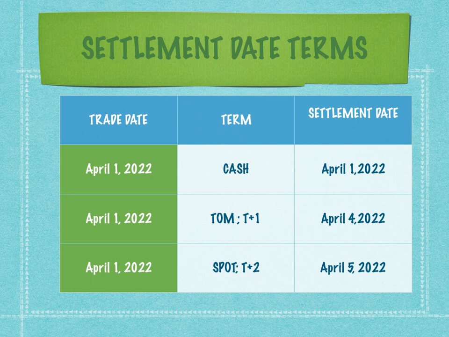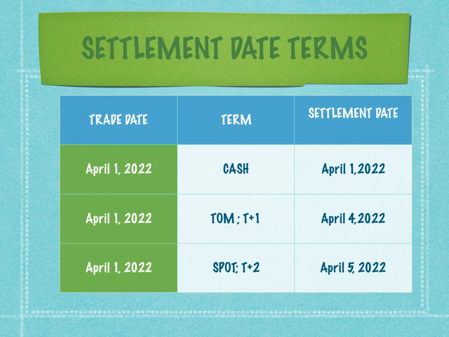Second scenario, the trade date is April 1st. The term is settlement TOM. TOM is a short form for tomorrow. Okay, there is no body called Tom over there. It's only a short form, it's an abbreviation for the term tomorrow. That means the settlement is going to take place on T plus 1, that is trade date plus 1. But look at the settlement date. It has become April 4th.